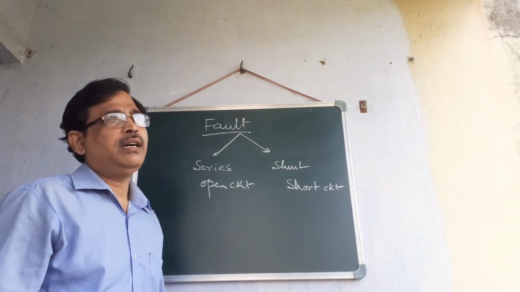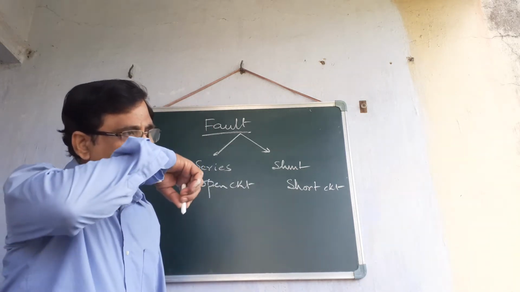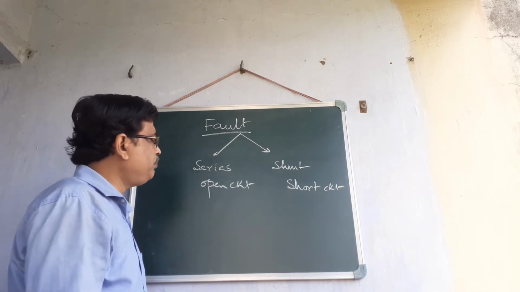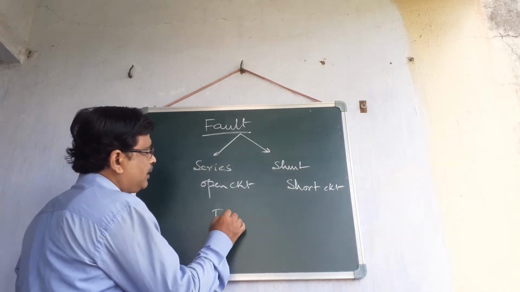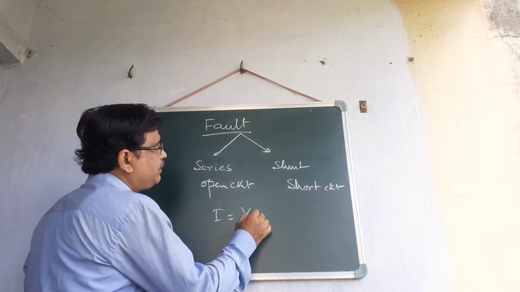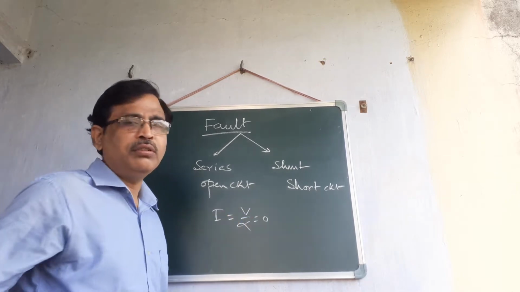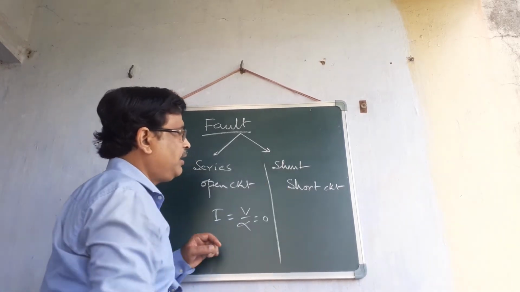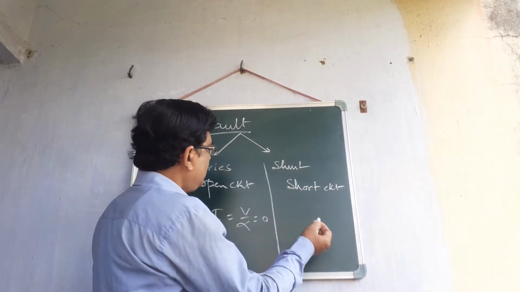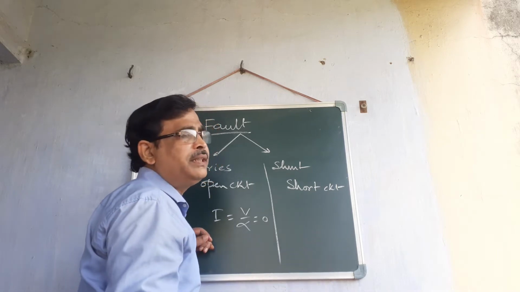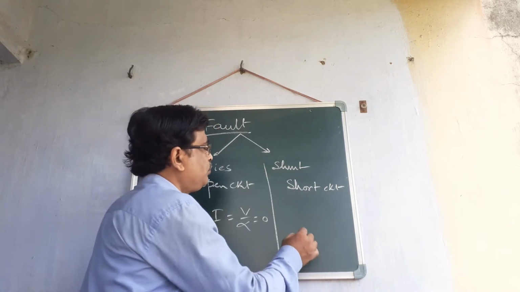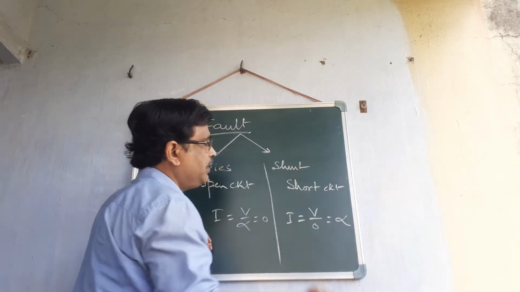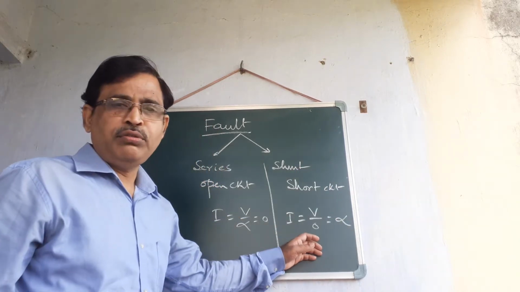Open circuit means in the circuit the impedance is infinite, and current I is equal to V by infinity, which is equal to zero. So no current will flow. That's why it is called open circuit. Whereas short circuit means the impedance is zero. So I will be V by zero, and that is equal to infinity. So that means a huge current will flow.